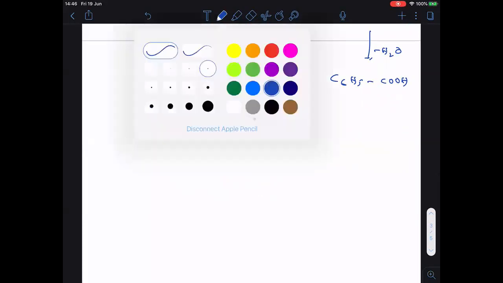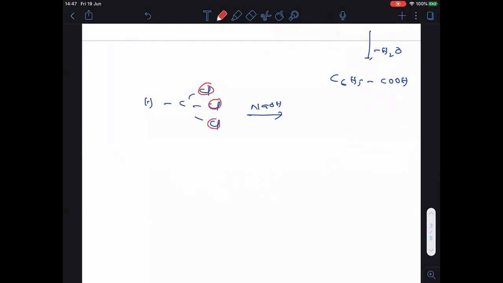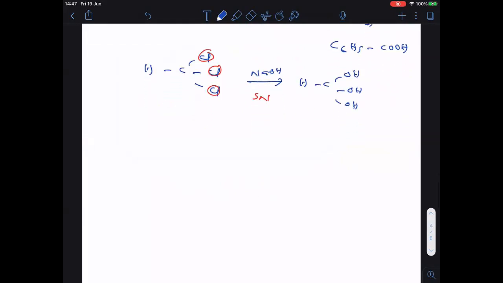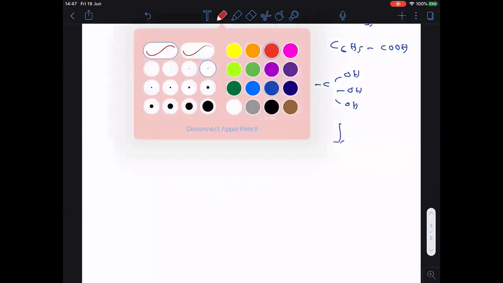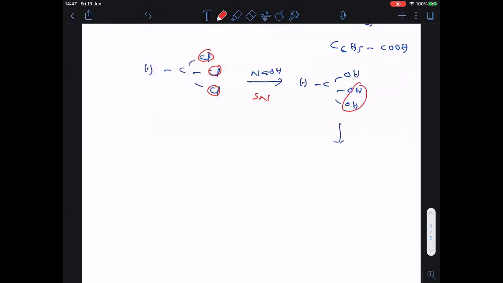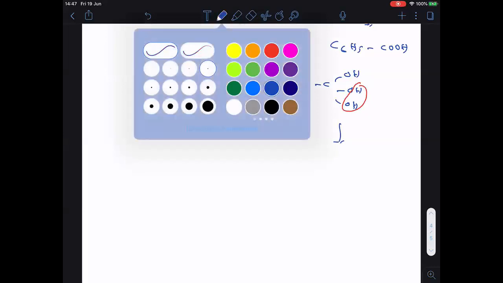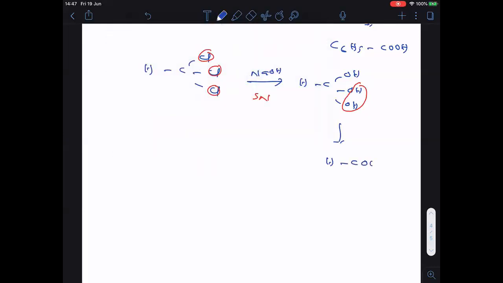Clear? So here what happened again? All three chlorine atoms are substituted by OH minus ions, nucleophilic substitution happens here. Therefore, HC(OH)3 is formed. As I told you, three OH groups on the same carbon atom are highly unstable. Therefore, a water molecule eliminates out here. So when the water molecule eliminates, HCOOH is formed. What is the name of HCOOH? Formic acid, that is nothing but methanoic acid.